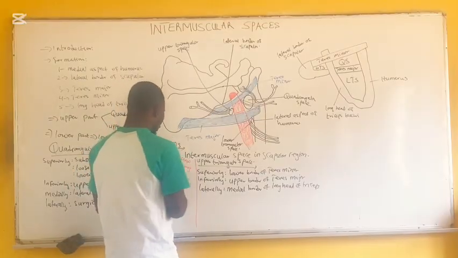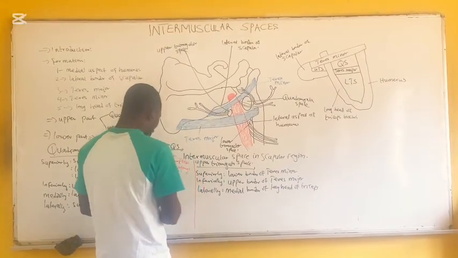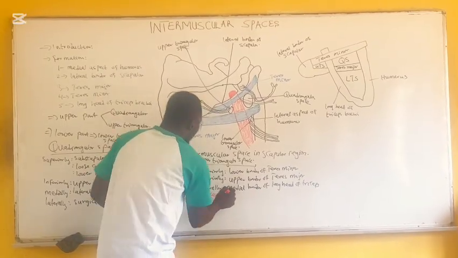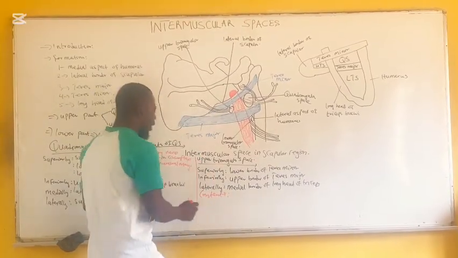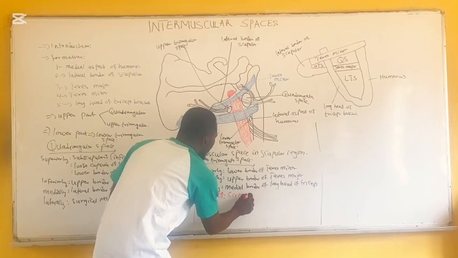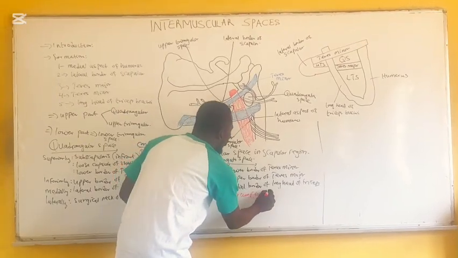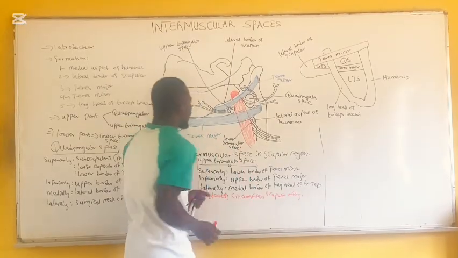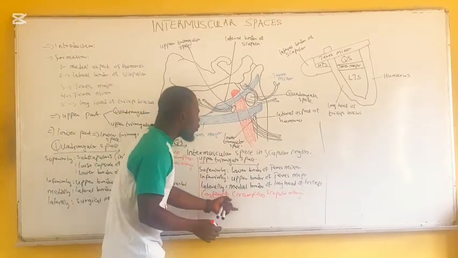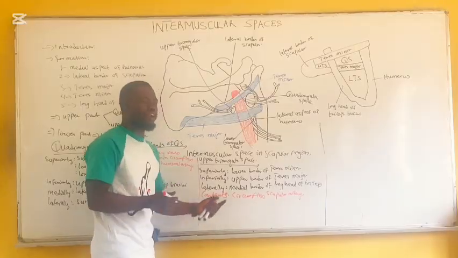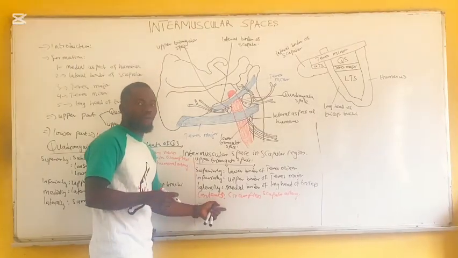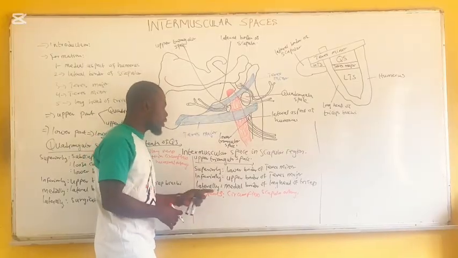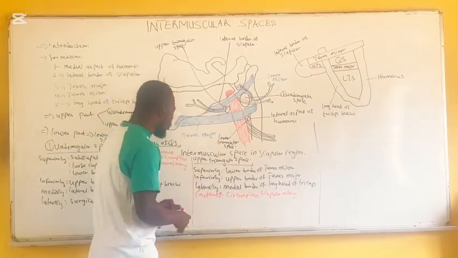Now, the upper triangular space contains only one structure, and that is the circumflex scapular artery. This circumflex scapular artery interrupts the origin of teres minor and divides it into two slips, the upper slip and the lower slip. In between these slips lies the circumflex scapular artery.